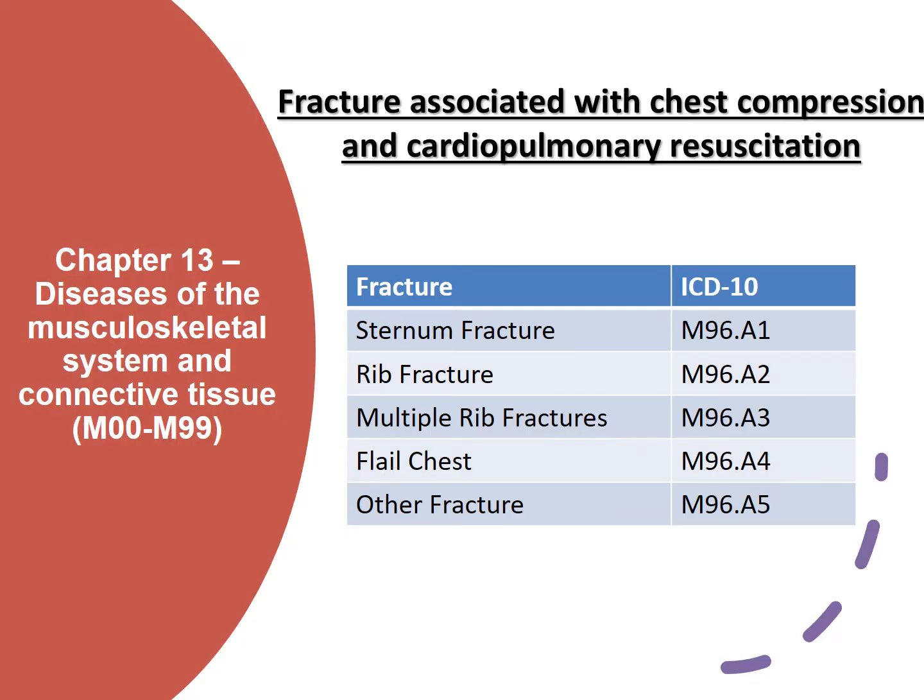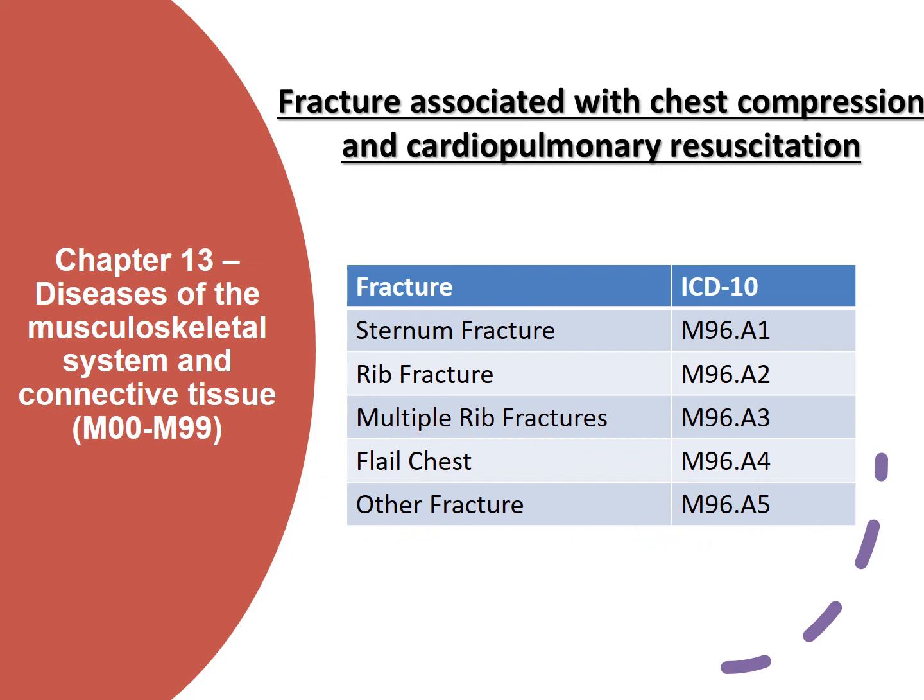Coming to the next one, fractures associated with chest compression and cardiopulmonary resuscitation. Usually chest fractures like sternum fracture and rib fractures are associated with chest compression and cardiopulmonary resuscitation. Hence new codes have been added to report this condition. For sternum fracture associated with chest compression and cardiopulmonary resuscitation, the code is M96.A1. Rib fracture, it is M96.A2. Multiple rib fractures, M96.A3. And flail chest, M96.A4. For other fracture, it is M96.A5.